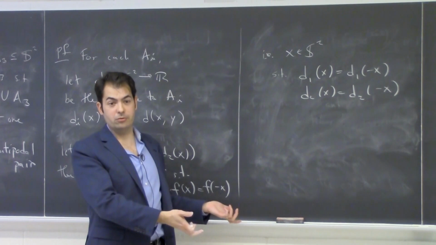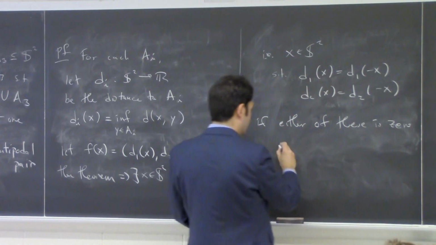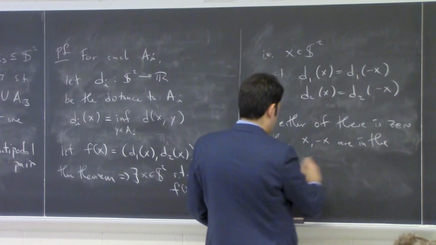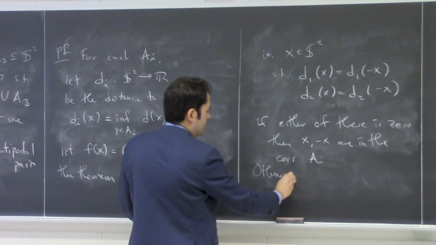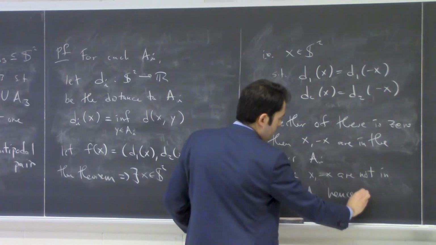Right? So if either of these is zero, then x and minus x are in the corresponding Ai. Otherwise, x and minus x are not in A1 union A2, hence must be in A3.